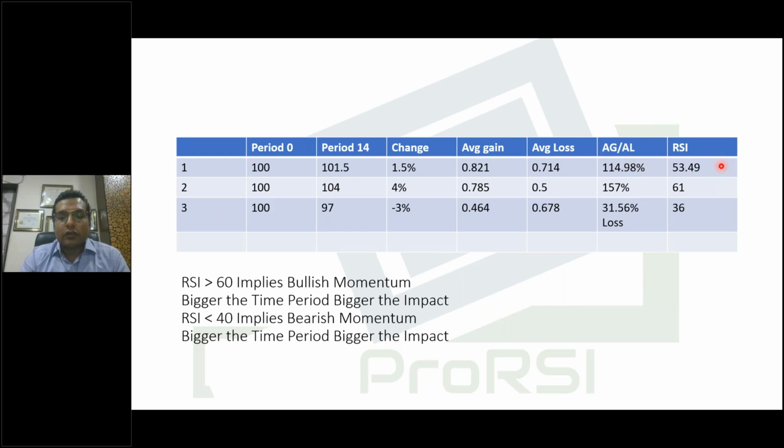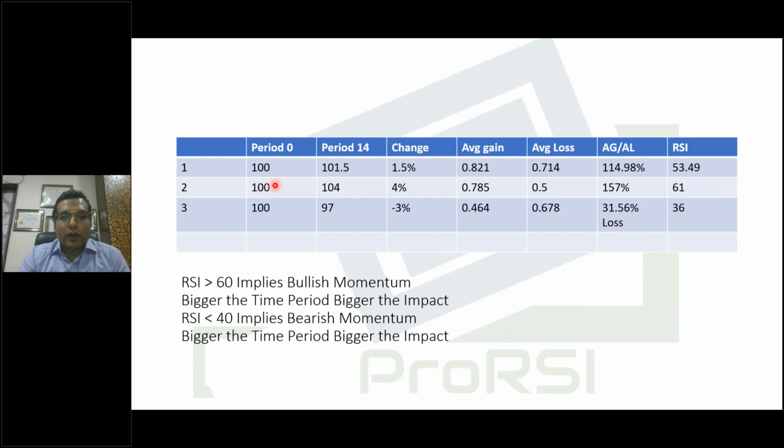And when we put this into the RSI, the RSI value is 53.49. Now you see what happened. The price change was 1.5%. Average gain by average loss is 114.98%, and RSI is at 53.49.